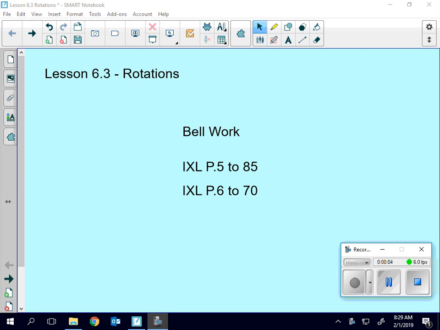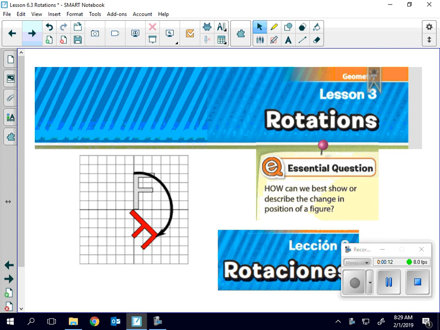This is lesson 6.3, rotations. So bell work is just a review on reflections. As you can see, rotations are just a turn. Okay, so that F is just being turned around the origin.